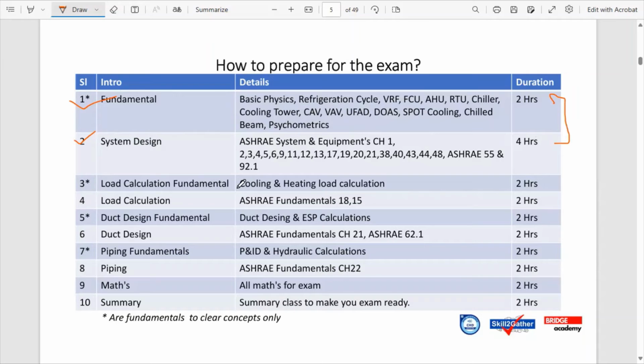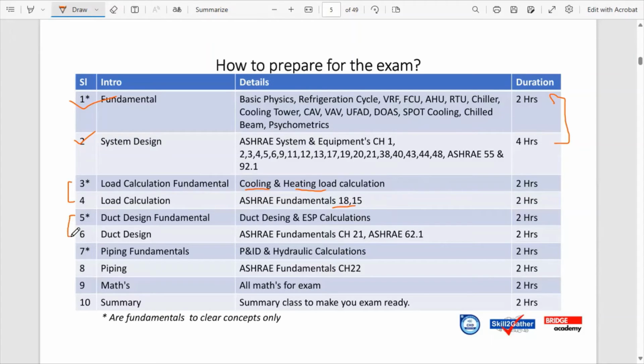And for the load calculation, we are going to have two classes. The first class is about the fundamental. In the fundamental class, we are going to discuss cooling load and heating load calculation, how to do them manually to have a clear concept. And after that, we are going to get the rules and regulations from ASHRAE. So class 3 and 4 combinedly will make you answer like 13 to 15 questions.